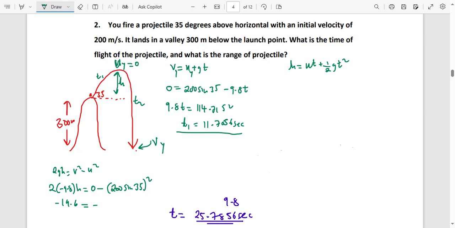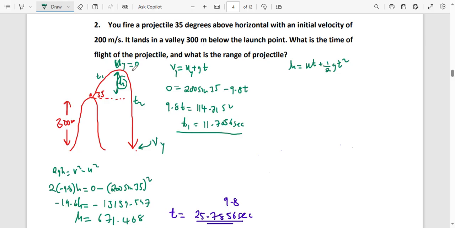200 sine 35, and then we square that. That is giving us 13159.597. This is supposed to be having h, so we're now dividing both sides by 19.6. That is going to give us 671.408. So this is just the height that it is going to cover going upward.